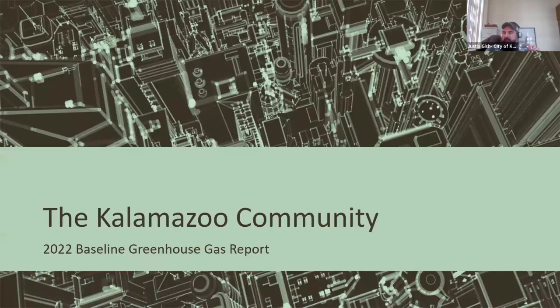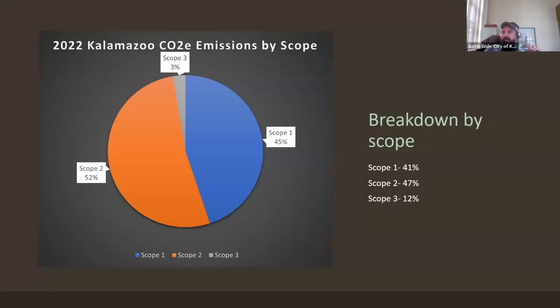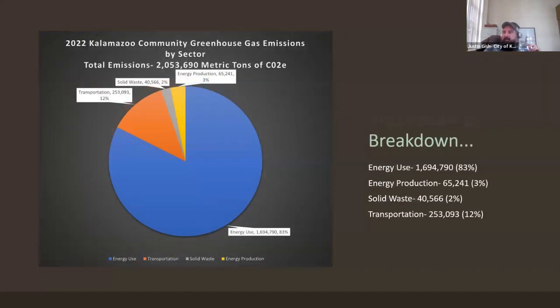All right, so here's the Kalamazoo community. Scope 1 emissions, remember this is the stuff that's directly attributable, so cars and natural gas. And Scope 2, this is energy use, so about 52% of our emissions come from just electricity use. And then Scope 3 emissions are landfills and the like. All right, so here it is.